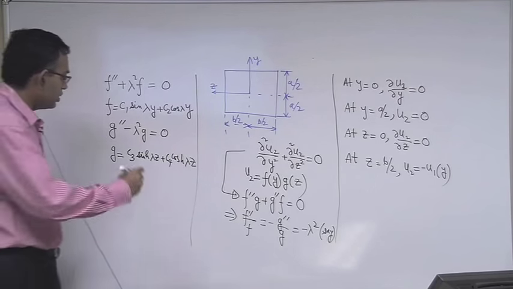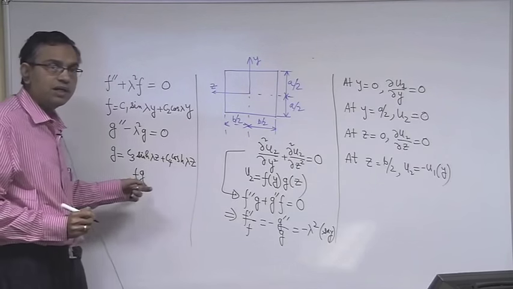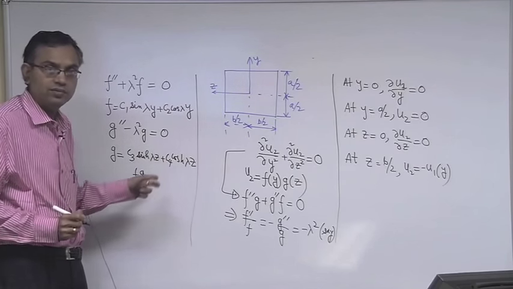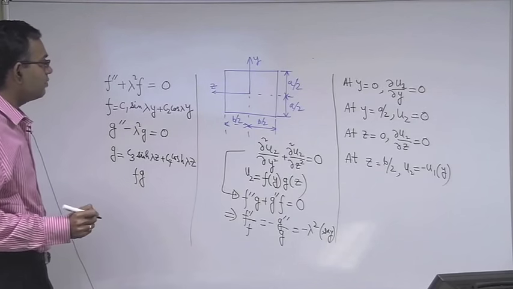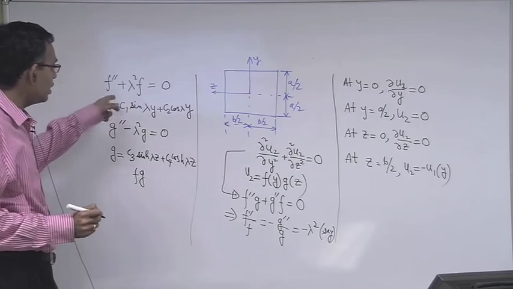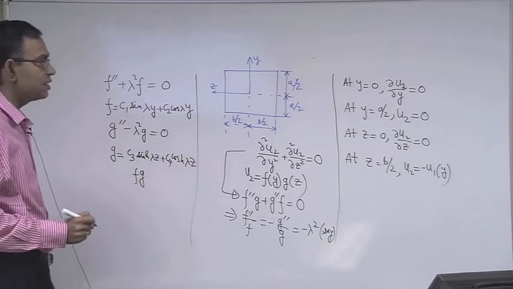So, the solution is the product f g, but we have to see whether that is the general solution or not. We will take up this issue in a moment, but first let us apply the boundary conditions in an attempt to get the four constants.